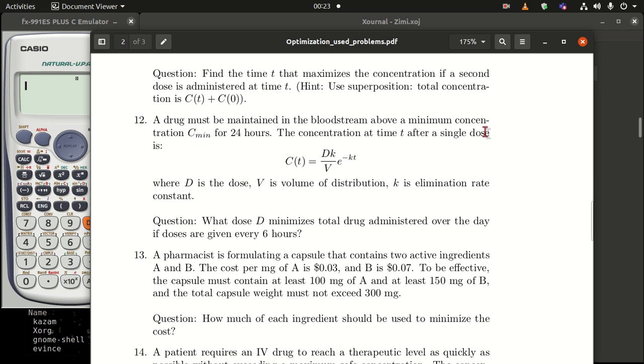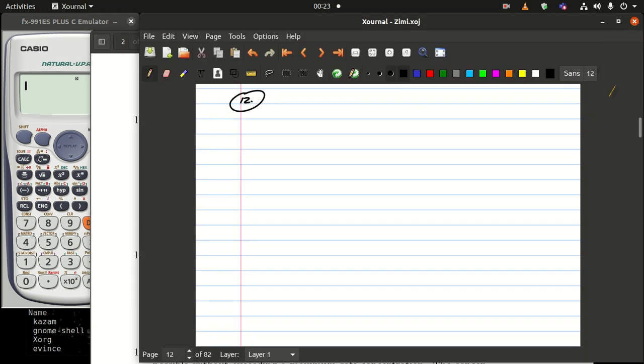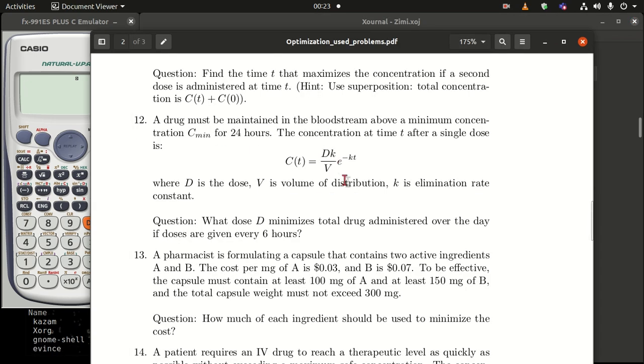So let me first write what is happening here. Every time I'm injecting a dose, I know that I'm supposed to get D K divided by V times e raised to minus K t. That is the concentration after each dose. So that is that.